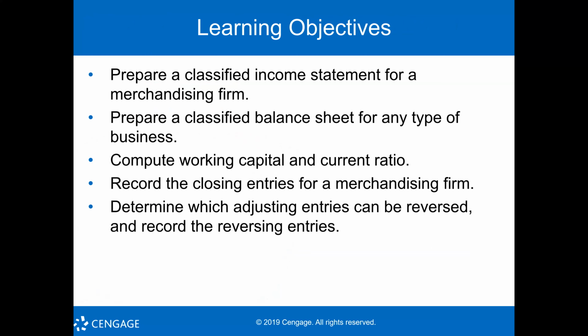So learning objectives of this chapter: prepare a classified income statement for a merchandising firm, prepare a classified balance sheet for any type of business, compute working capital and current ratio, record the closing entries for a merchandising firm, determine which adjusting entries can be reversed, and record the reversing entries.